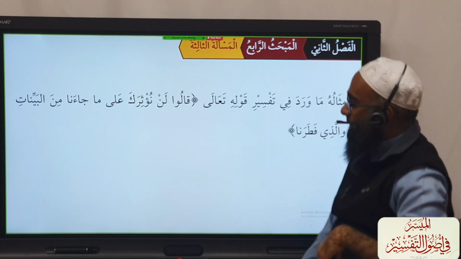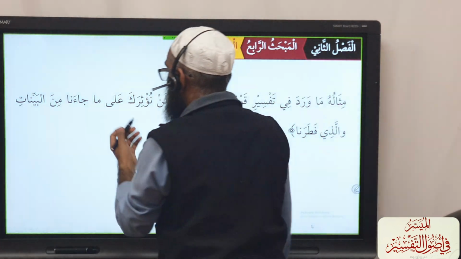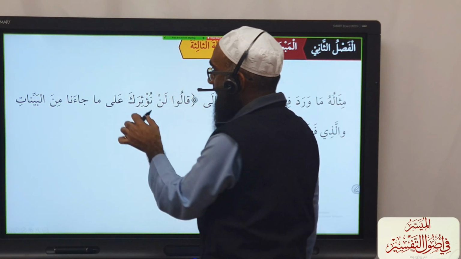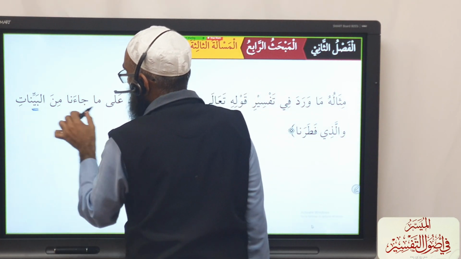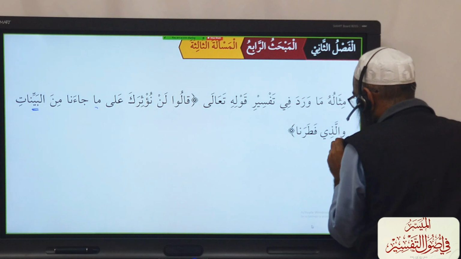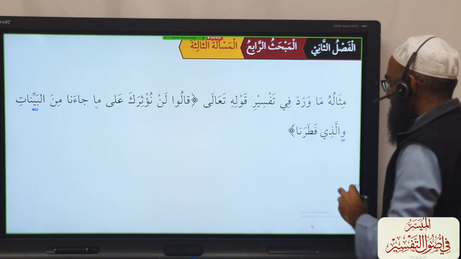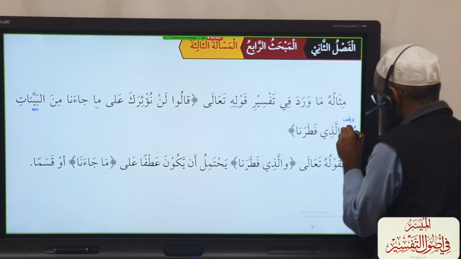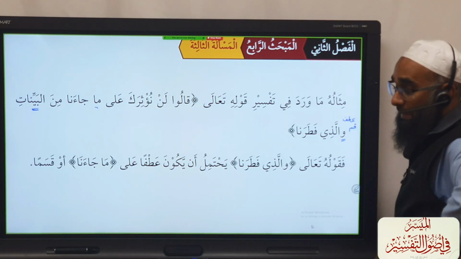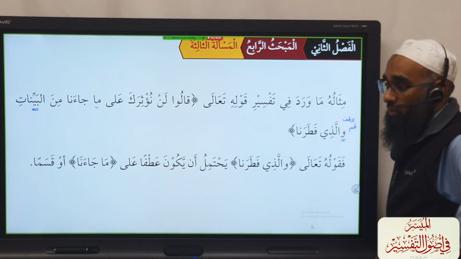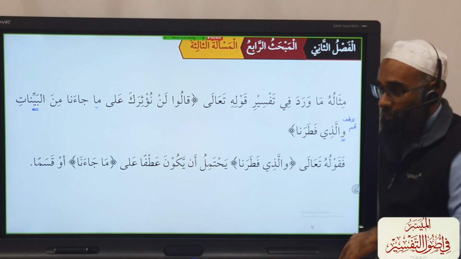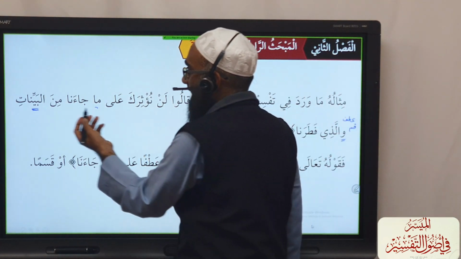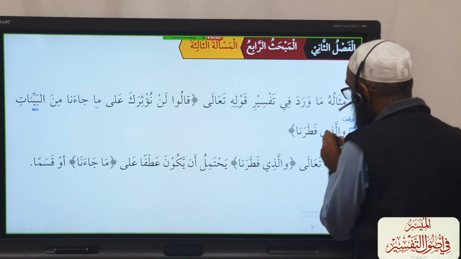But when we analyze it from a linguistic perspective, we say, what is this wow? لَن نُؤْثِرَكَ عَلَى مَا جَاءَنَا مِنَ الْبَيِّنَاتِ. We will never give you preference, the magicians said, over those signs which have come to us. وَالَّذِي فَطَرَنَا. So what kind of wow is this? Is this wow al-atf or is this wow al-qasam? Now, from the Salaf, there's no saying. So now both are sahih from the lugha, and both meanings are possible. It says here two possibilities: لَن نُؤْثِرَكَ عَلَى مَا جَاءَنَا مِنَ الْبَيِّنَاتِ وَلَن نُؤْثِرَكَ عَلَى الَّذِي فَطَرَنَا.